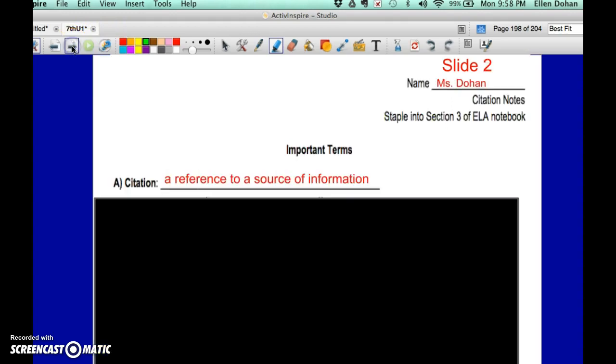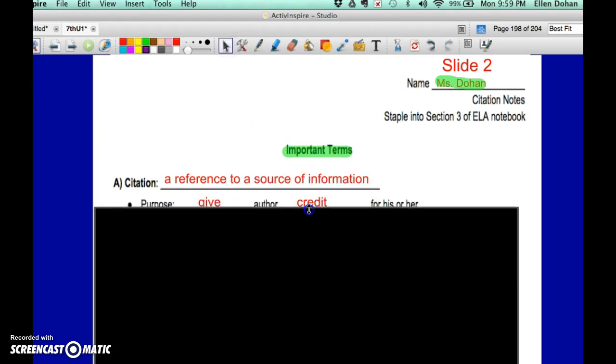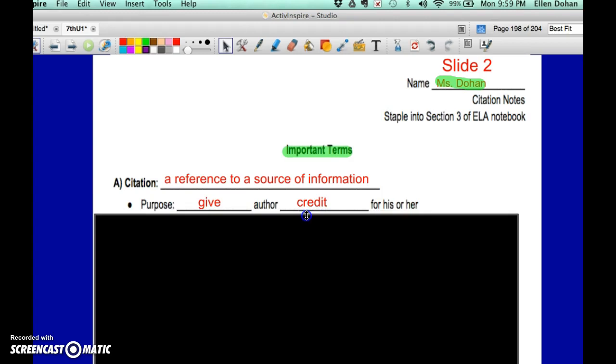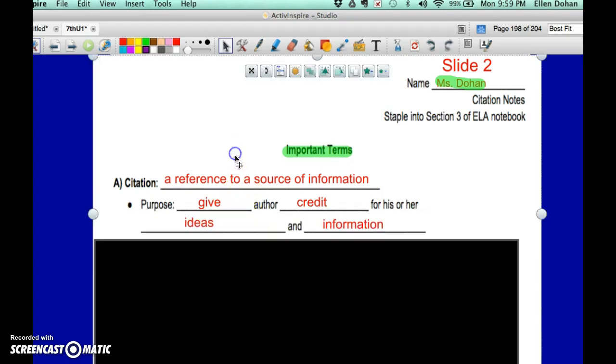And let's get started. So the first thing that we need to do, please make sure that your name is on this piece. And we are going to talk about important terms for citing. The very first thing is that a citation is a reference to a source of information. So at any time, if you need to stop and pause this video, do so you can get down the notes. Moving on, so we have that the citation is where we tell all of the information about that source. The purpose of a citation is to give credit to the author for his ideas or her information. So in other words, it's a shout out to the author.